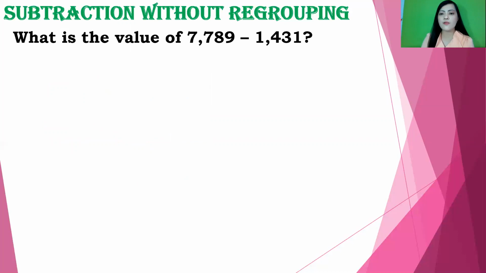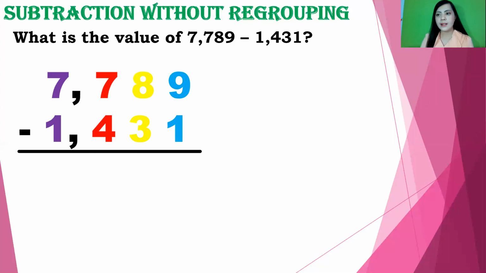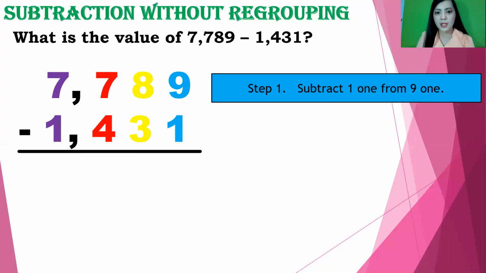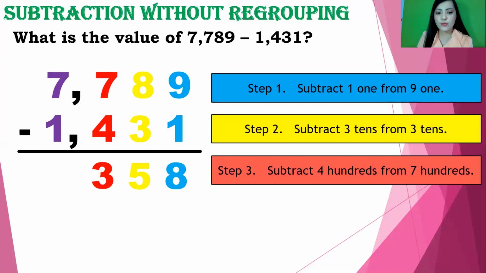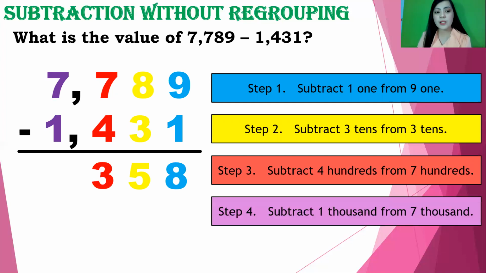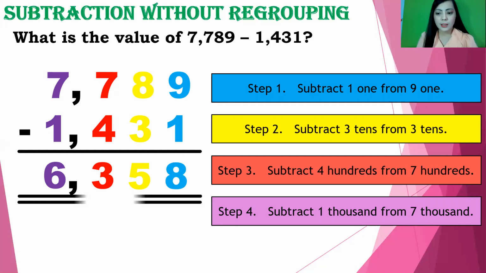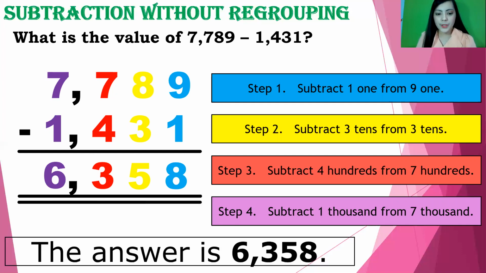All right, what is the value of 7,789 minus 1,431? Okay, the same thing you're going to do. Steps 1 to 4: 9 minus 1 is equal to 8. 8 minus 3 is equal to 5. 7 minus 4 is equal to 3. And 7 minus 1 is equal to 6. All right. Okay, so the answer is 6,358.